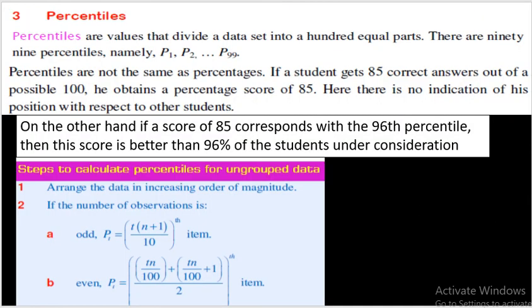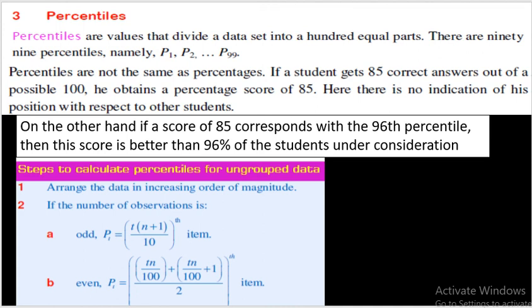In case of percentile, again these are values that divide the data into 100 equal parts, and there are 99 percentiles, which are P1, P2 until P99. But don't be confused, percentile is not the same as percentage. For example, if a student scores 85 out of 100 questions, this is percentage. But on the other hand, if you compare the score 85 with other students, and he was better than 96% of the others, then the percentile might be 96. So the percentile tells us where his result stands when compared with the other students. If most of the students score a higher result, his percentile might be less. But if most of the students are scoring less, he will have a better percentile.